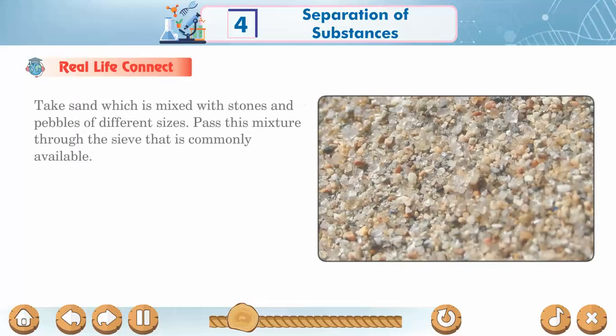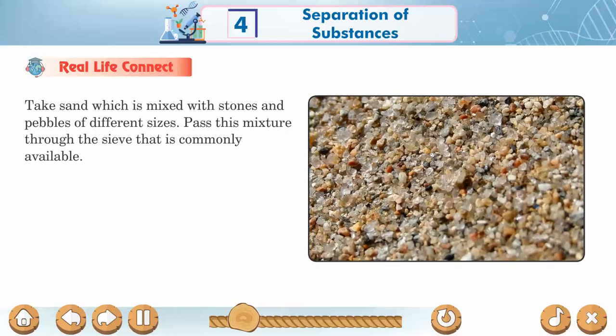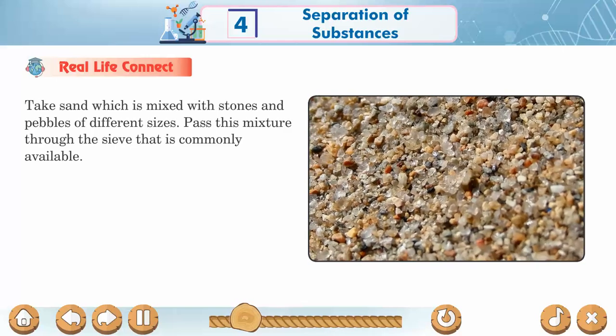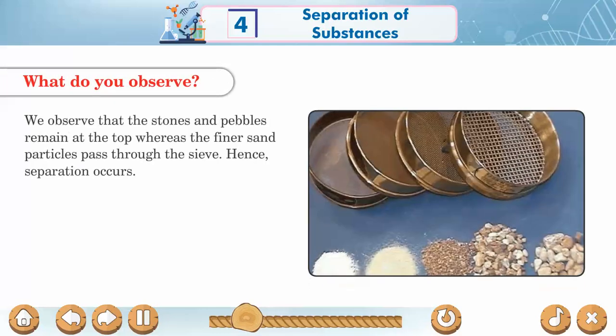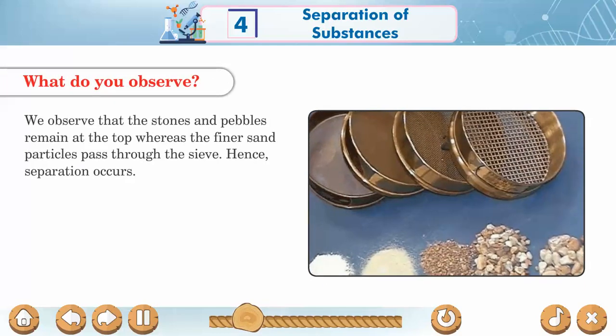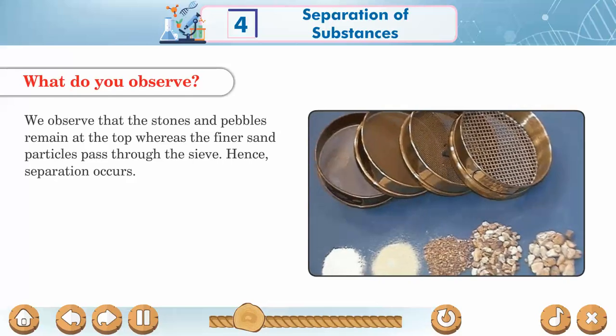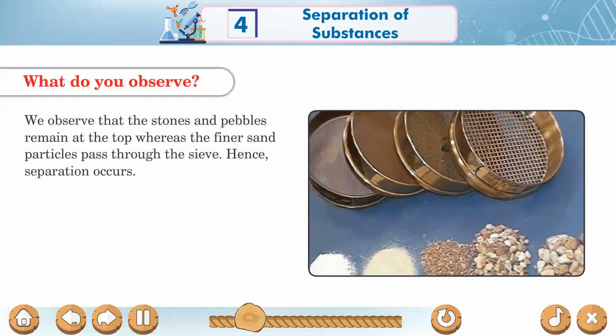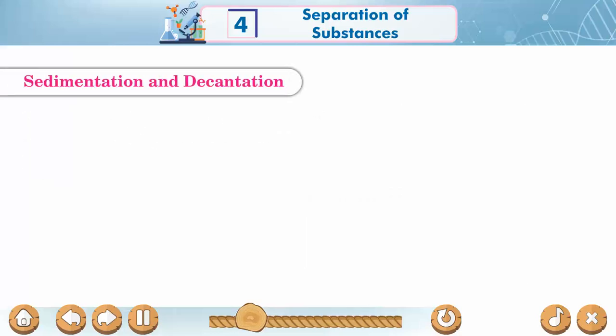Real life connect. Take sand which is mixed with stones and pebbles of different sizes. Pass this mixture through a sieve that is commonly available. What do you observe? We observe that the stones and pebbles remain at the top, whereas the finer sand particles pass through the sieve. Hence, separation occurs.